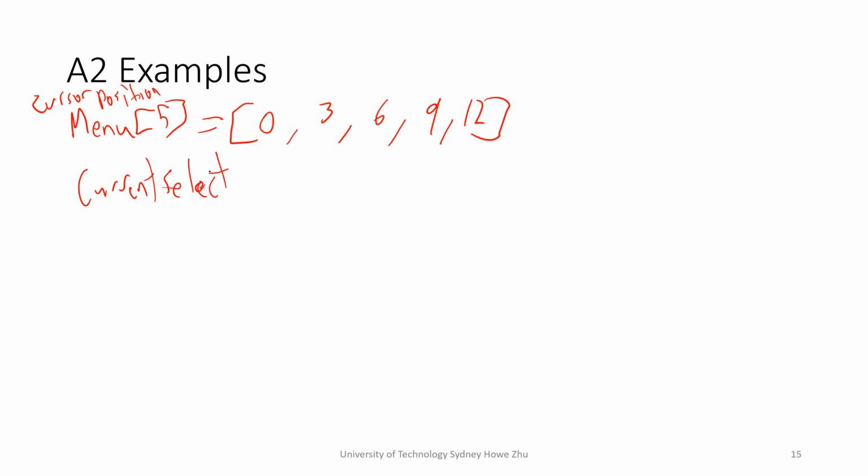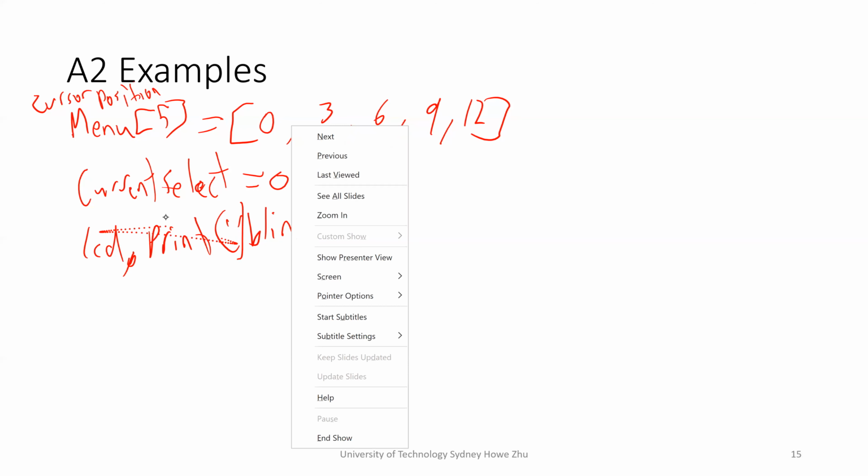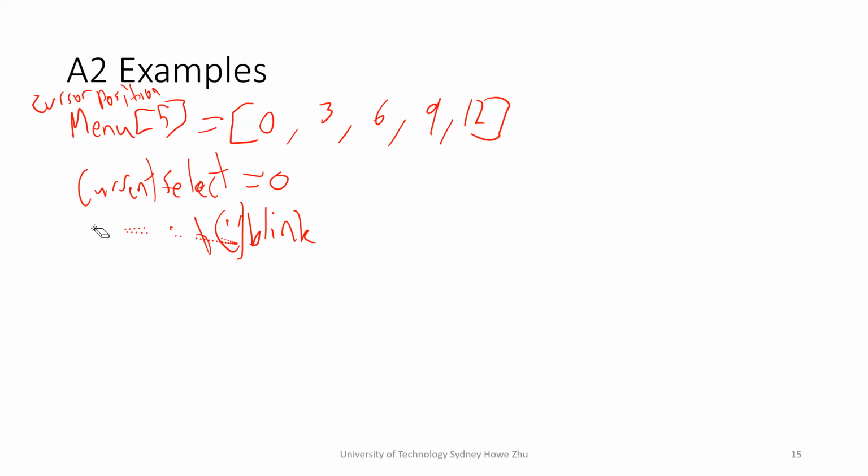So for example, your current select could be 0, and that means your current selected option is 0. Whenever your current selected option is 0, you'll be blinking that cell or that word. If you want to blink it, you can just do LCD print, and then either blink the current one, or do a clear option, just blinking a blank or something like that. But the idea is you can then use the cursor option to control which one's selected.